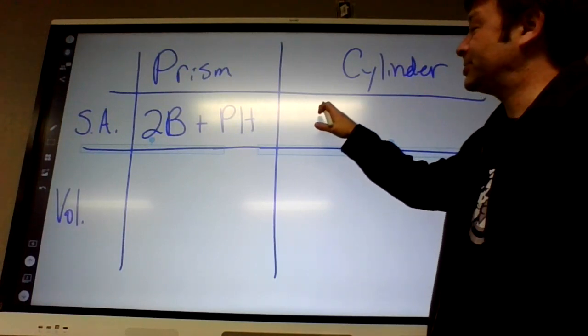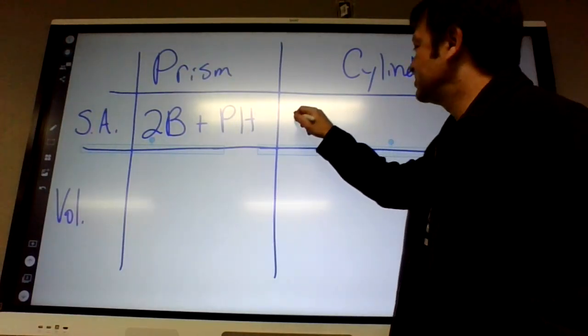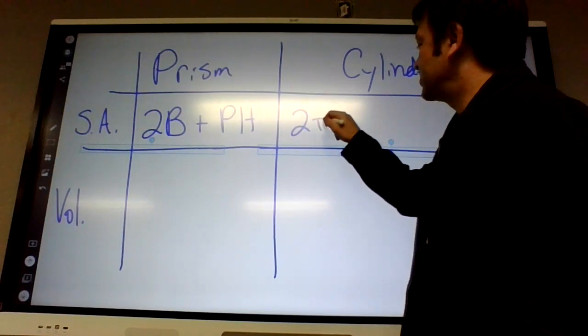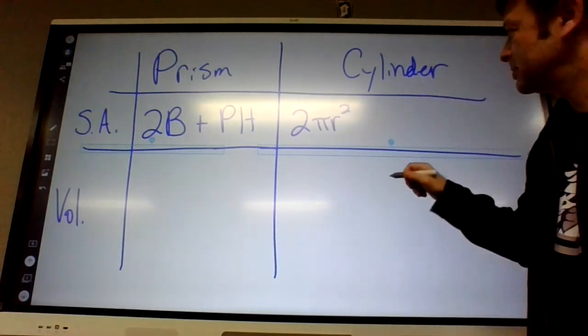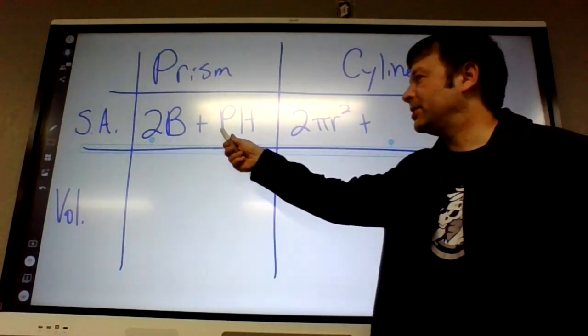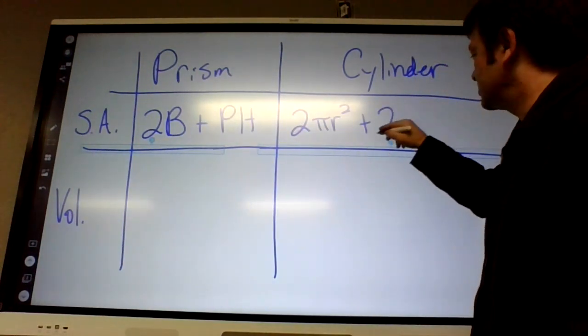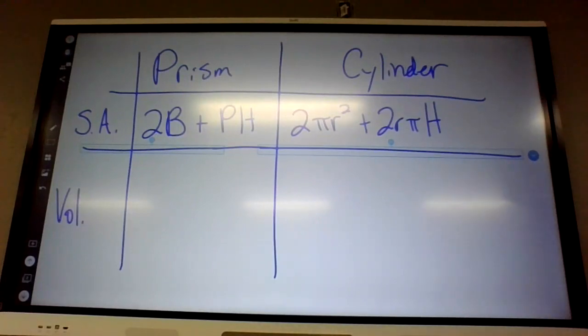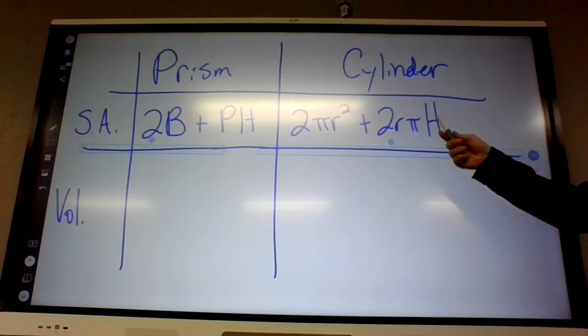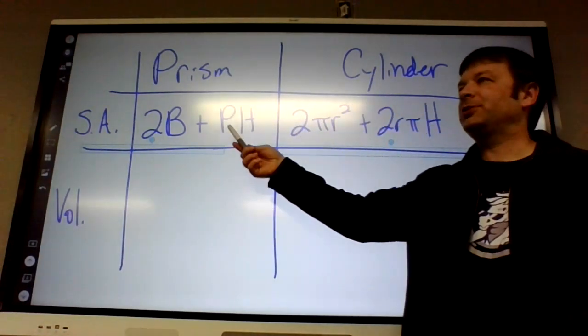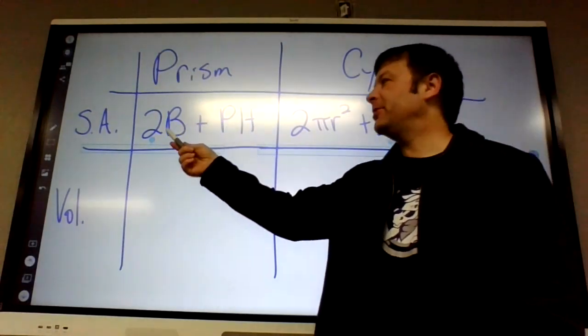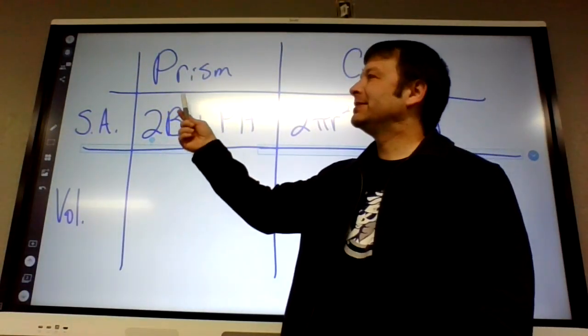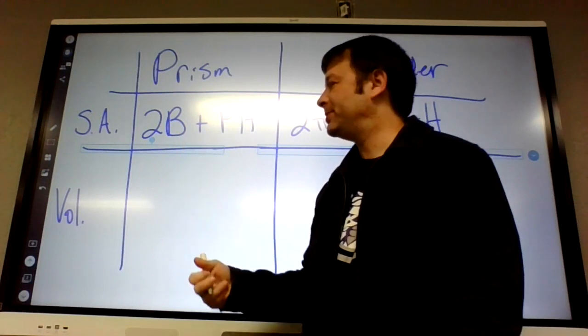Anyway, cylinders. Well, it's 2 base areas, but what are the base areas? Circles. So it's 2 pi r squared, plus, instead of perimeter, it's circumference, 2 pi r times the height. That's as specific as you can get on cylinders. Prisms, we can get more specific based on what the base is. It's going to change our formula a little bit.